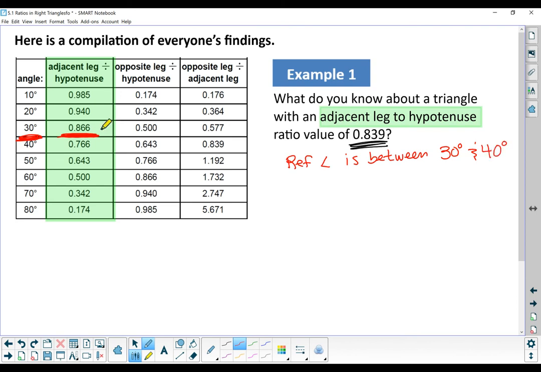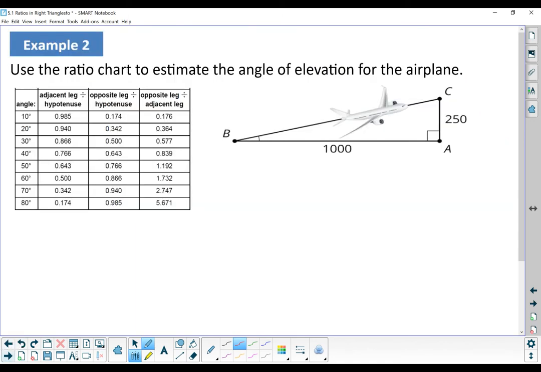Since the ratio is between those two values, that means the angle must be between those two values. So on this one, our goal is to figure out our reference angle right here. I'll put a theta in there. It gives us some of the lengths on the triangle. If this is our reference angle, theta right here, then this side would be our adjacent leg, and this one over here is the opposite leg.